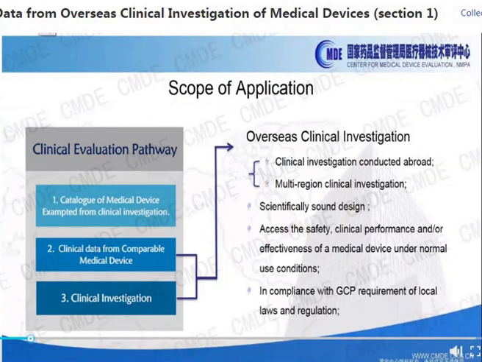Next, let's make clear the scope of application. In the previous online learning course, my colleague introduced that there are 3 clinical evaluation pathways during the marketing authorization: the exemption pathway, the comparison with the comparable device pathway, and the clinical investigation pathway. Except for the exemption pathway, clinical investigation may be required as pre-market clinical evidence in the last 2 pathways.